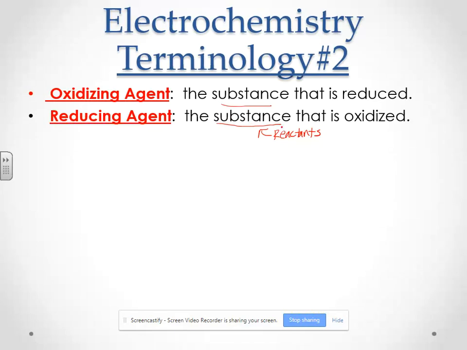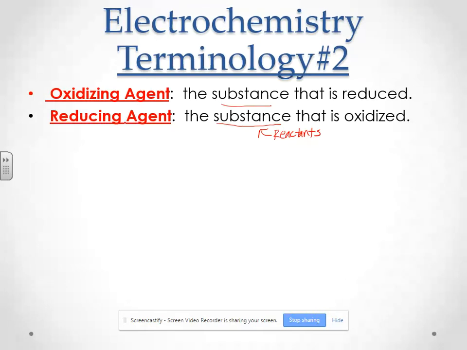So the reactant that is oxidized is the reducing agent. Think of these in terms of secret agents, like a spy. The agents are responsible for allowing or helping the opposite process to occur.